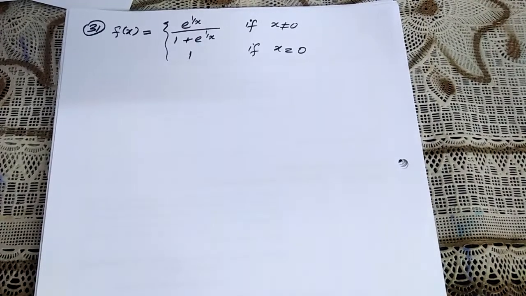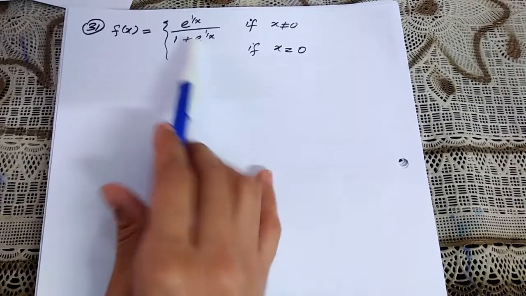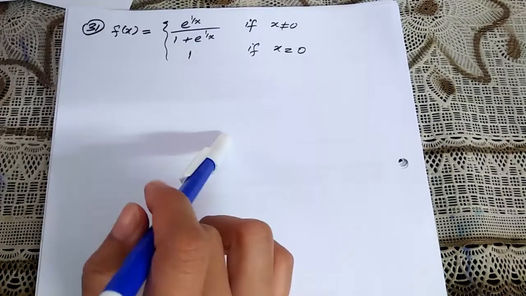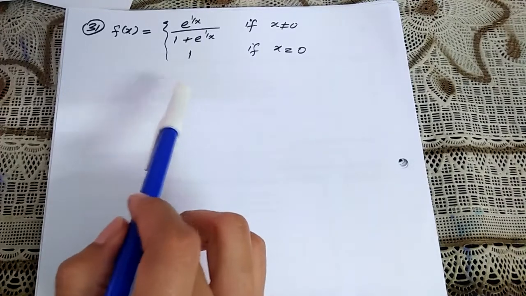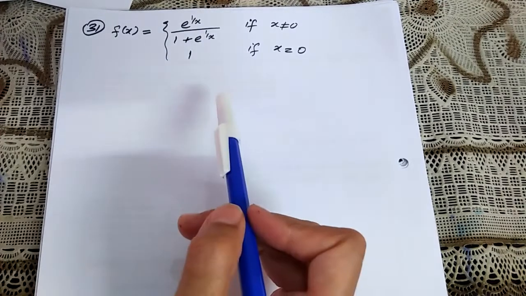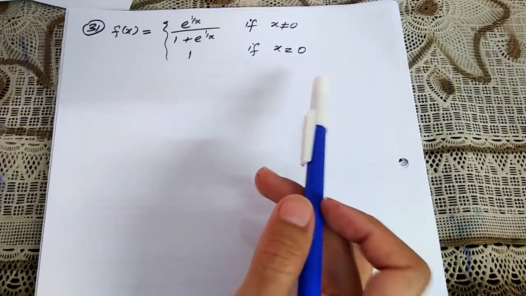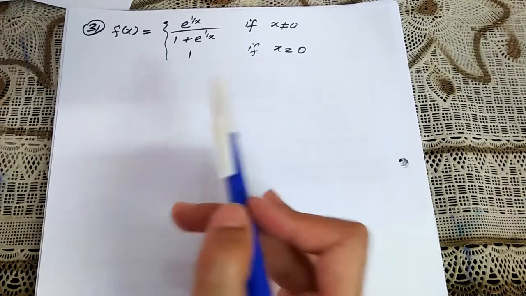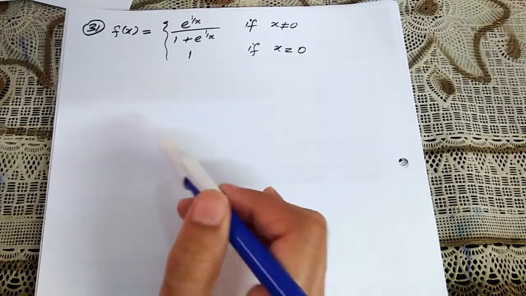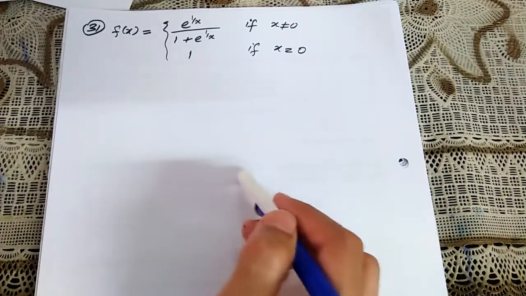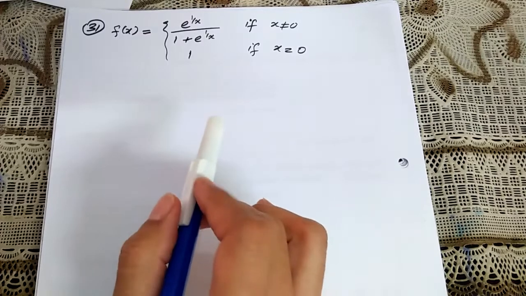Now come to question number 31 of the same exercise 1.3. We have to check the continuity of this function at x equals 0. For that purpose, first of all, we check its limit. If the limit exists, then we can say the function is continuous and then we will proceed. If the limit is not existing, it means we can stop the question at that point and write that the function is not continuous, it is discontinuous.